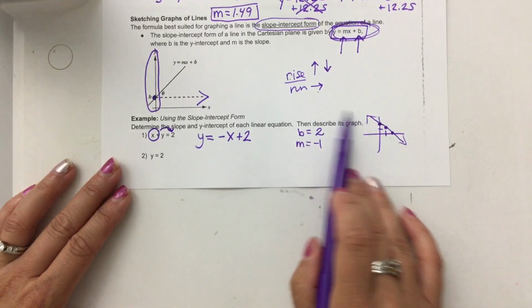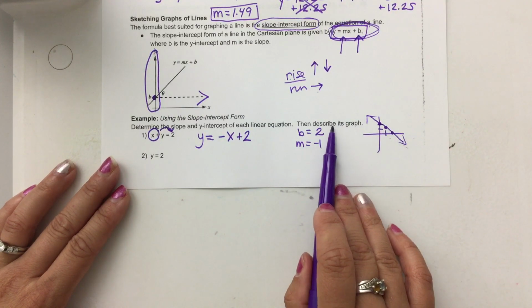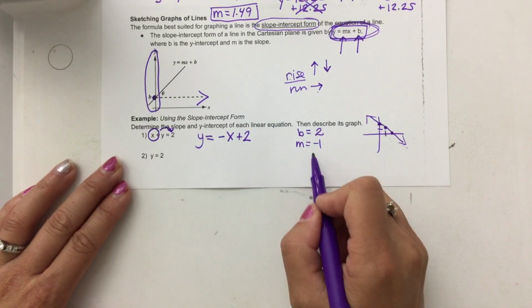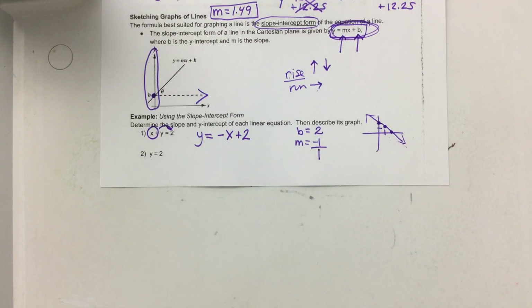And that's what it means by describing. This line would fall. It would start at 2, and you would go down 1 over 1. Because if I were to look at the slope as a fraction, remember you can always put a 1 underneath any whole number to create a fraction.